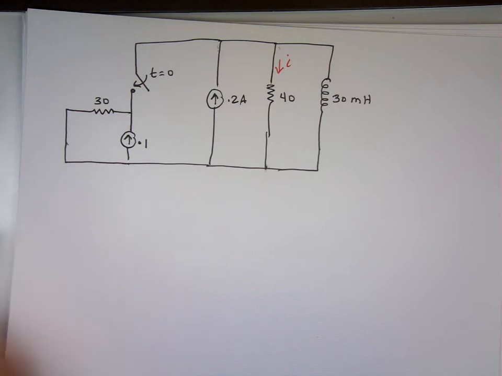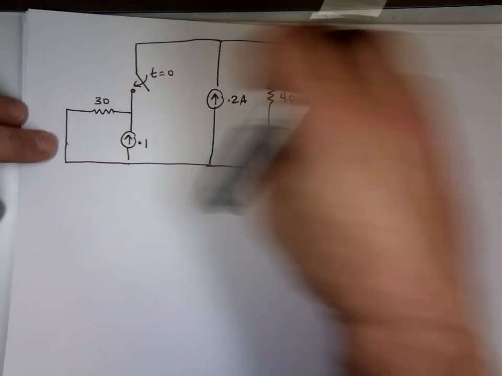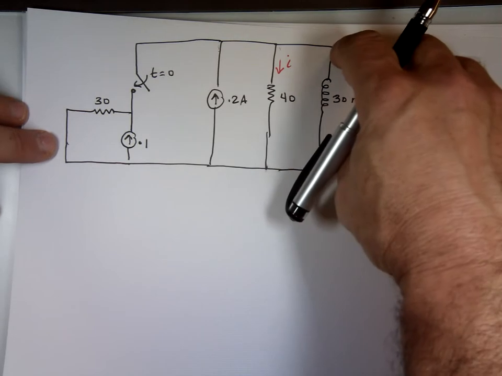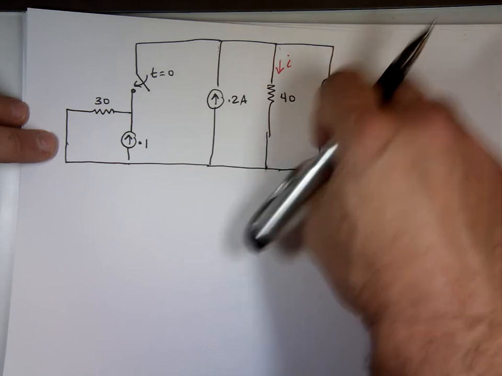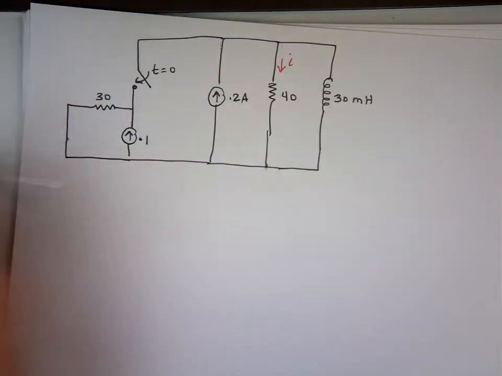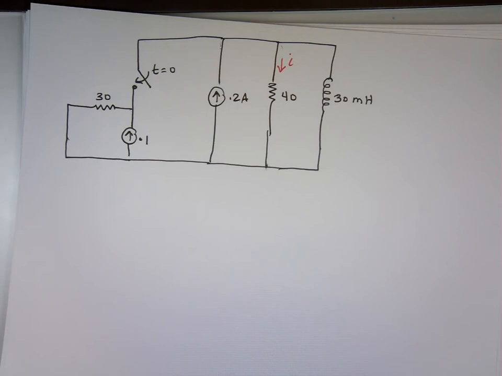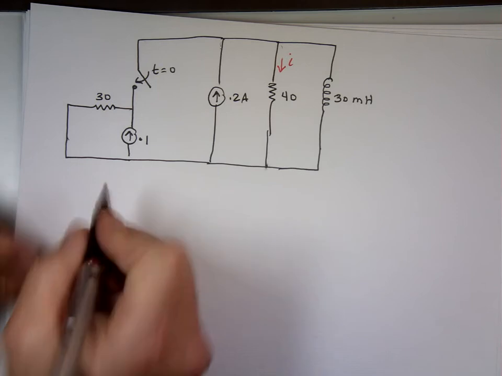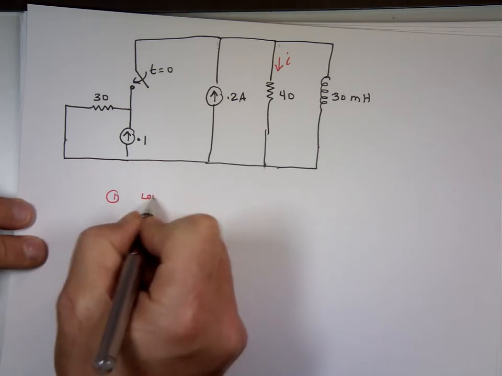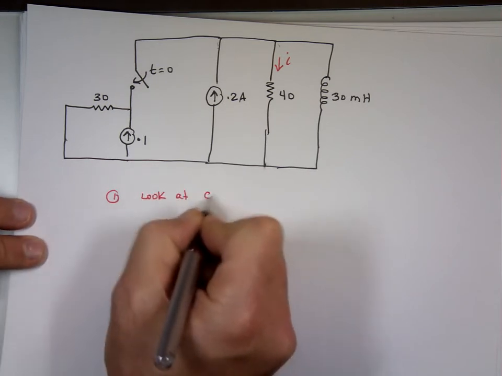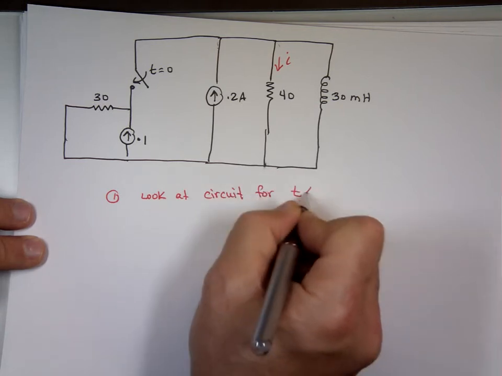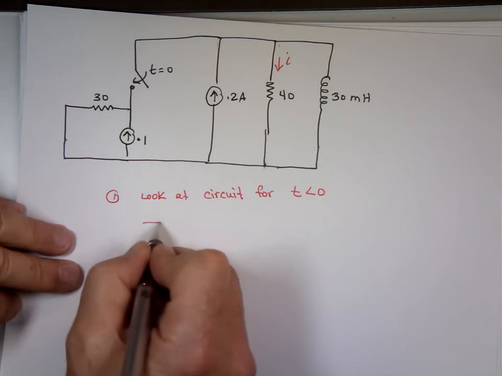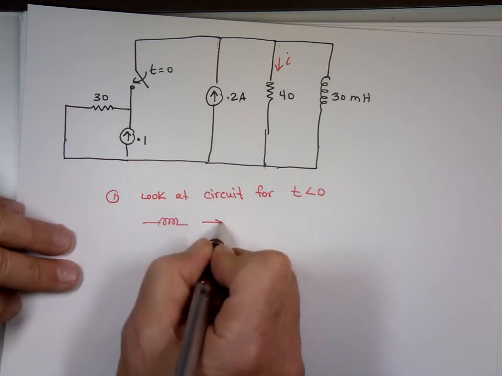Well, notice these guys are connected how? In parallel. So if I know the voltage, I can find the current. So I'll see what I need to do with that problem. First, I have to look at the circuit for t less than 0. So that's my first step. Look at the circuit for t less than 0. And if you have an inductor in the circuit, what do you want to find? I sub L at 0 minus.